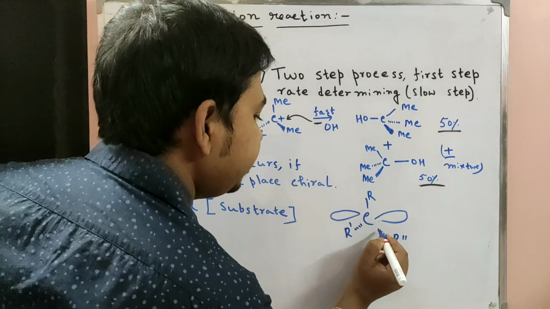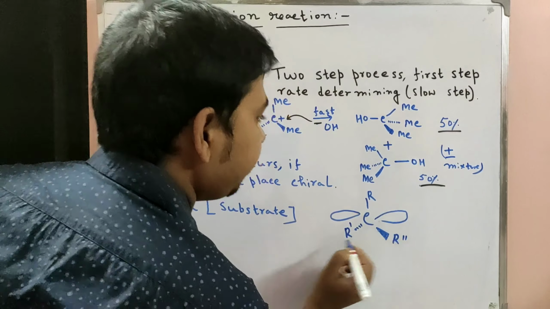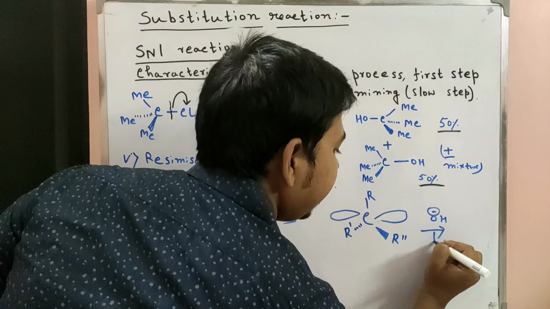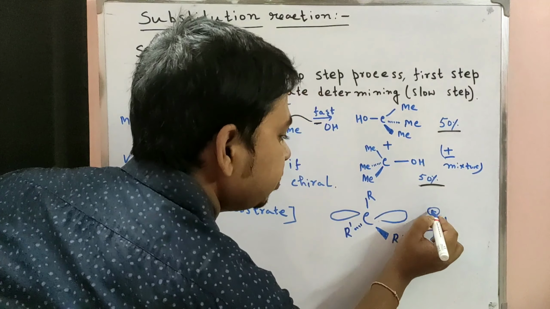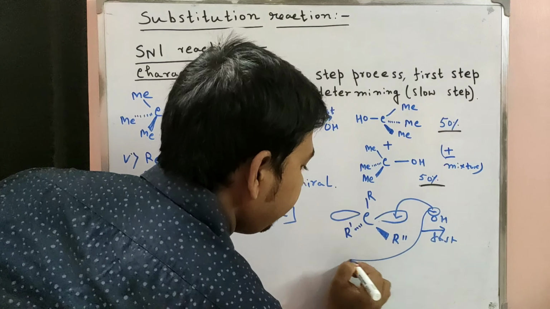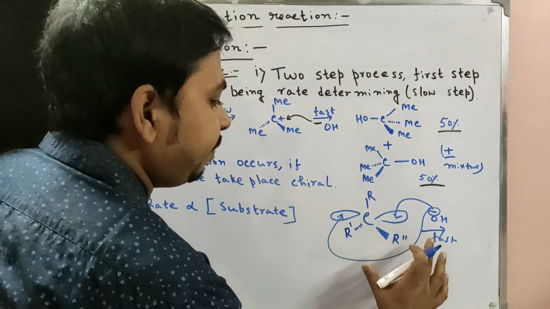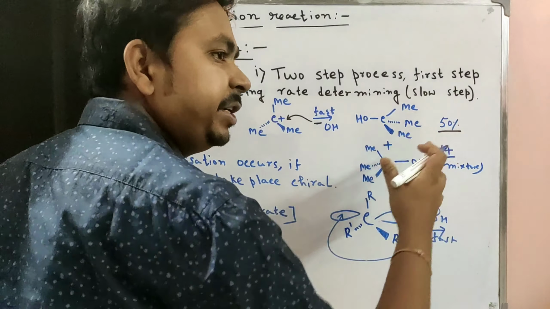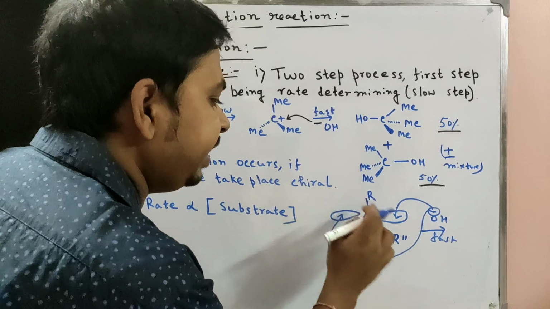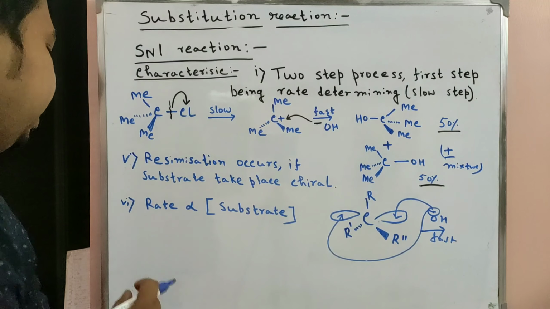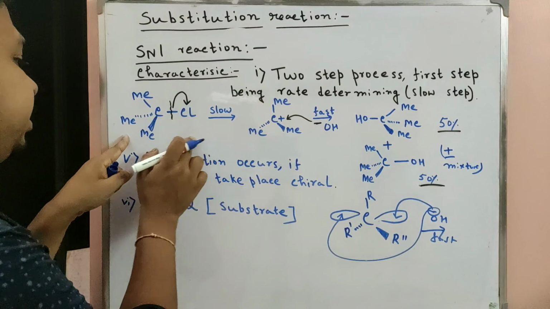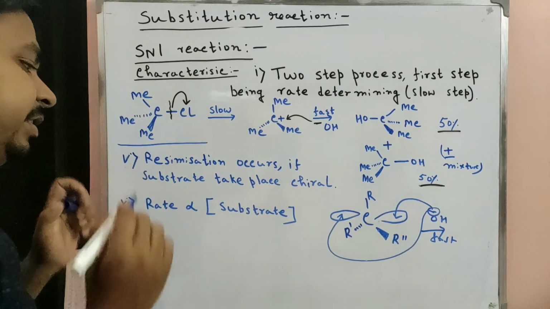So in this intermediate this bond is up, and when the nucleophile OH minus attacks, the step is fast. It can attack on this orbital or on the other orbital at the same rate. So the product formed is a racemic mixture, 50 percent each. So when the center is chiral, racemization occurs. Our next point is that the rate is proportional to the substrate.